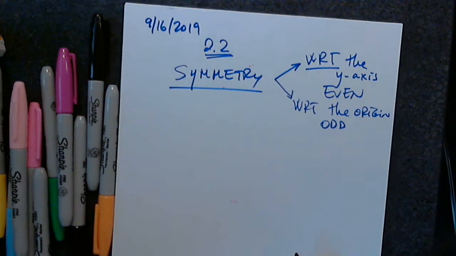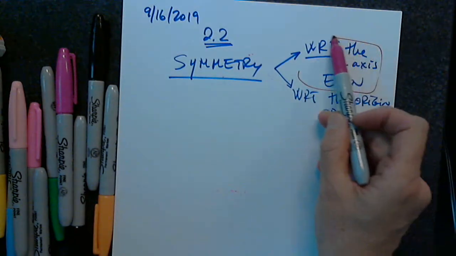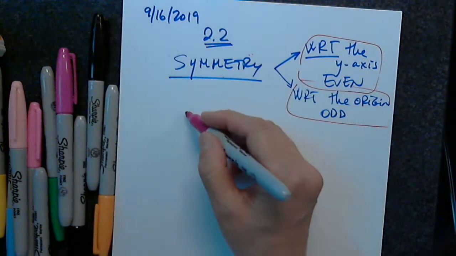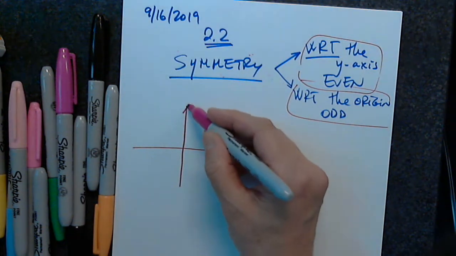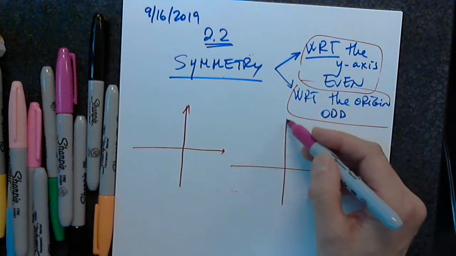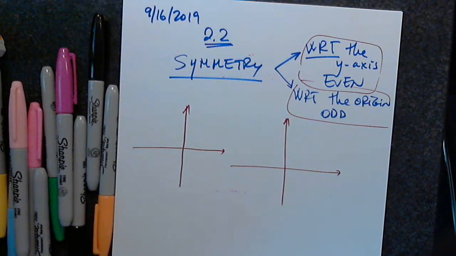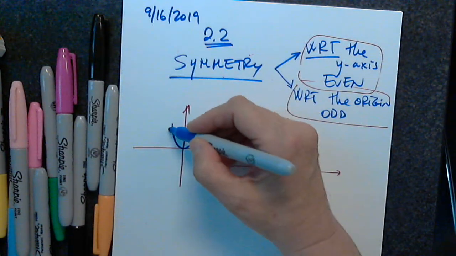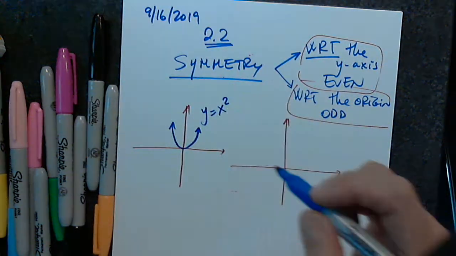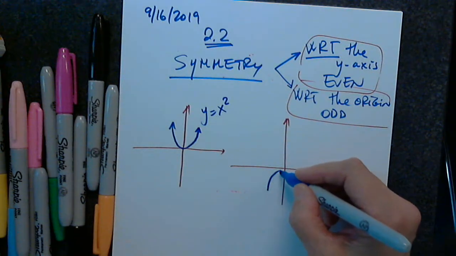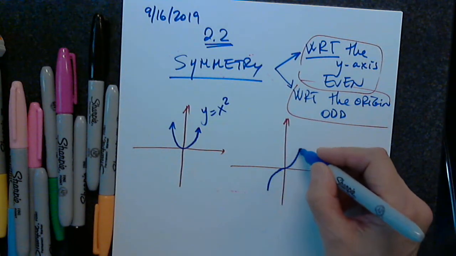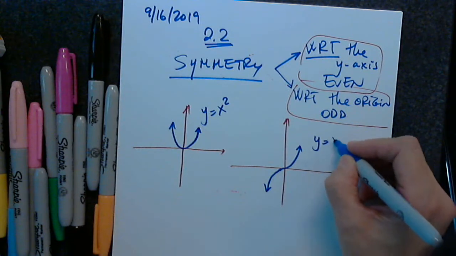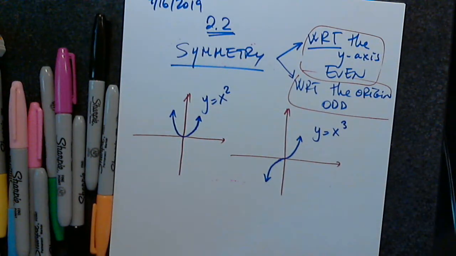But now let's talk about the algebra behind even and odd. So I'm going to give two examples, two graphs. You may remember them or not. We will review them in section 2.5, but that's for the next test. Here is one example. This is y equals x squared. And here's another function. I'll give you the formula for that one too. It is y equals x cubed.